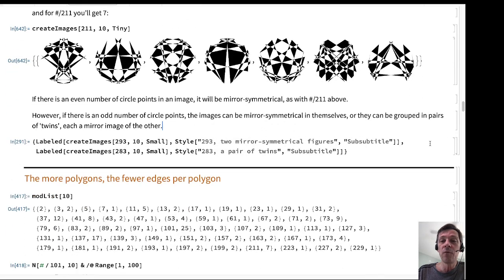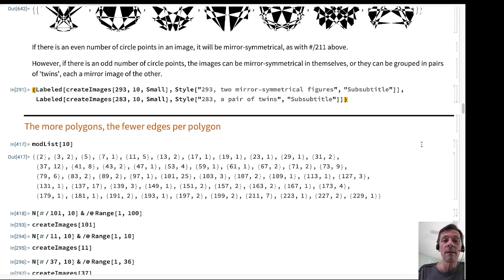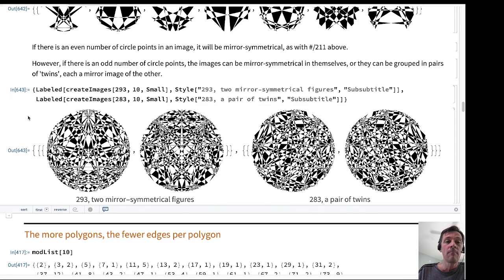And so here are 2 more, a little more complicated examples. Each one is a pair of twins, but 293 forms 2 different shapes that are mirror symmetrical in and of themselves. 283, they form a pair of twins. Okay?